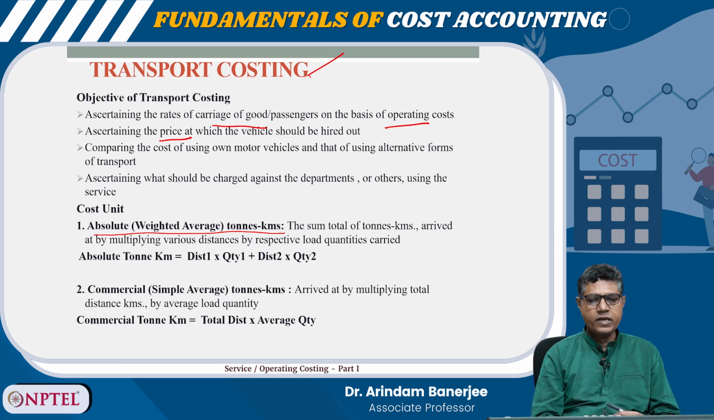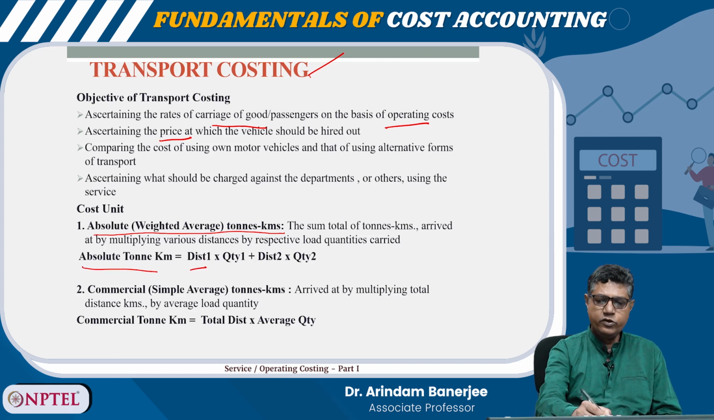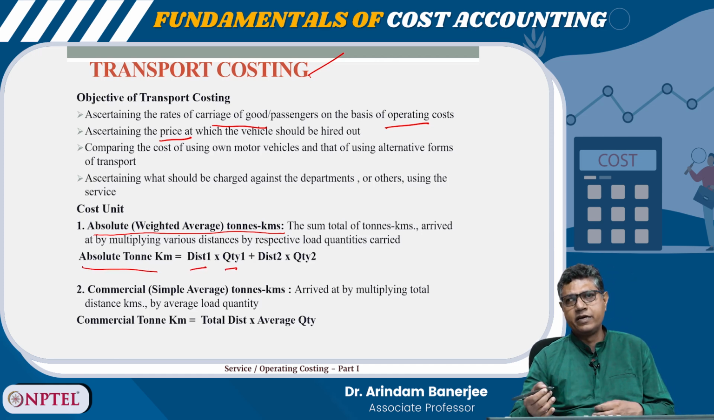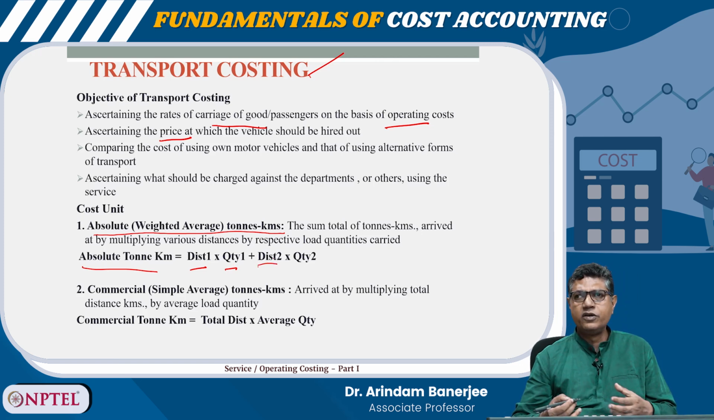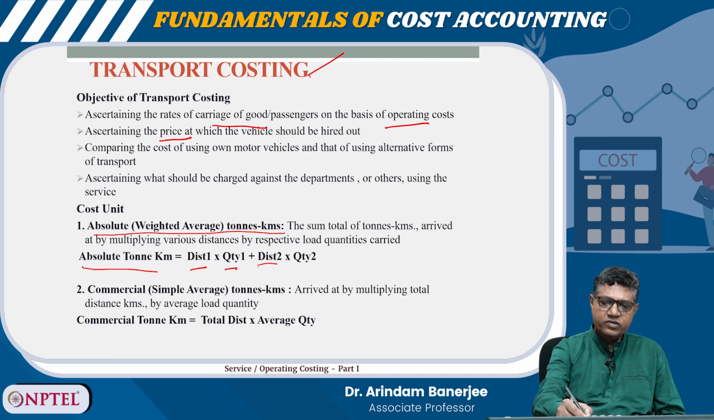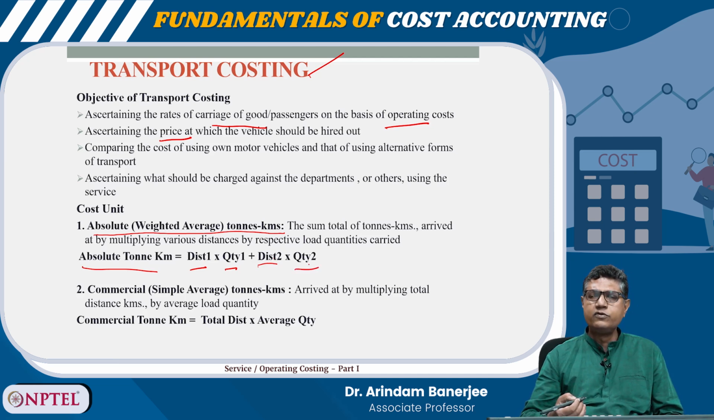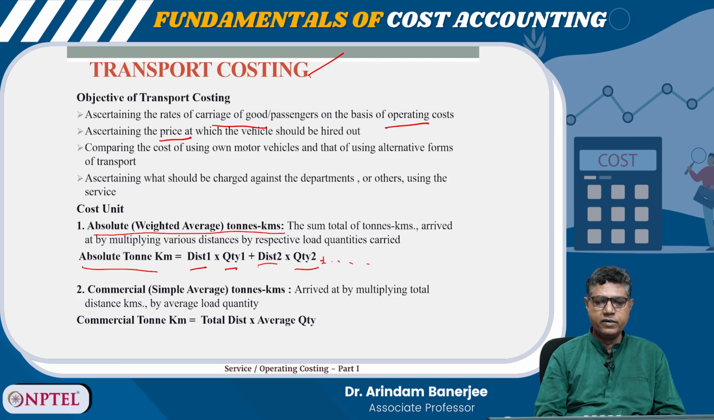carried, right. So, how to calculate the absolute ton kilometer in case of a transport company? The first distance into the quantity that has been carried through that distance. Then another distance which has been served by the transporter into the quantity. Like this we can keep on adding, okay, to calculate the absolute ton kilometer.